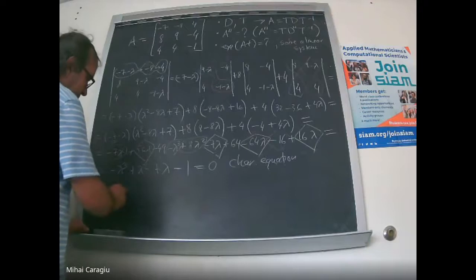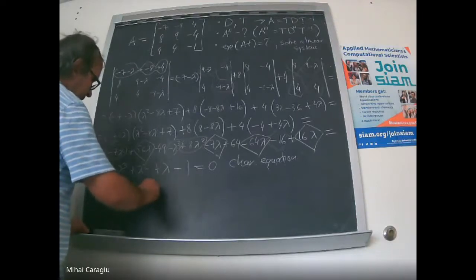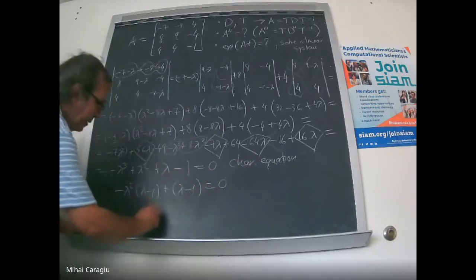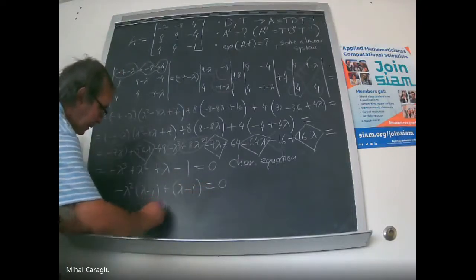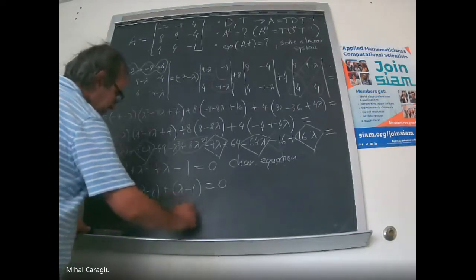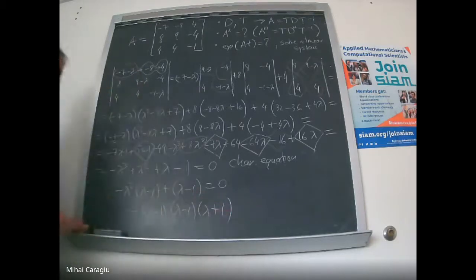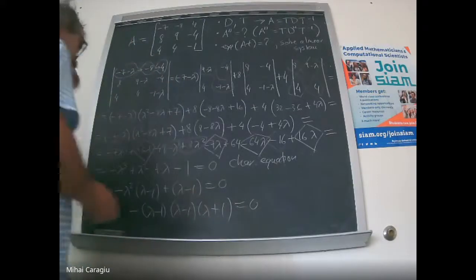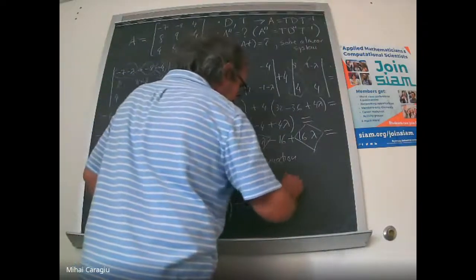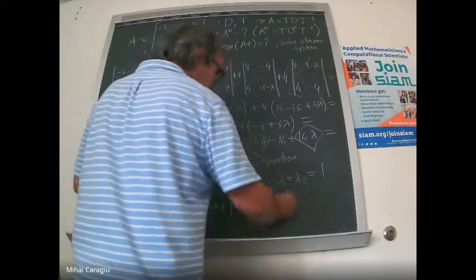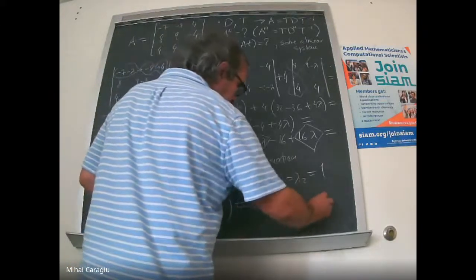We can factorize: minus lambda squared times lambda minus 1 plus lambda minus 1 equals to 0, and lambda minus 1 is a common factor, times 1 minus lambda squared. Put a minus here: lambda minus 1 times lambda plus 1, equals to 0. So we got 3 eigenvalues, 2 of them are repeated, so we get lambda 1 equals to lambda 2 equals to 1, and then lambda 3 equals to -1.